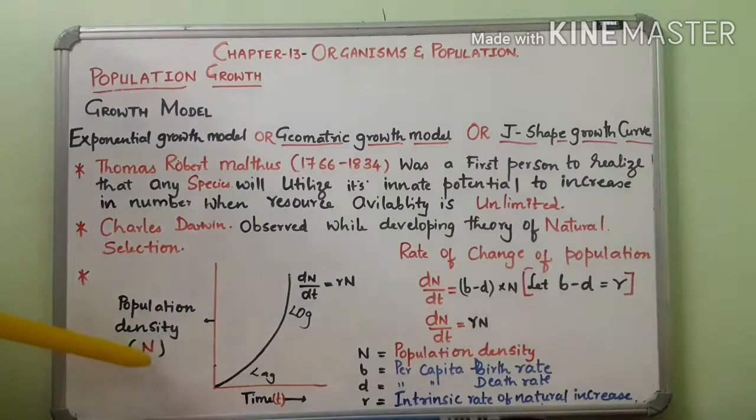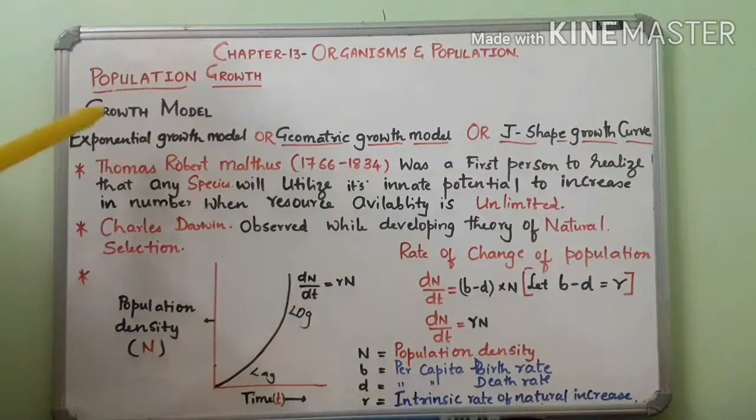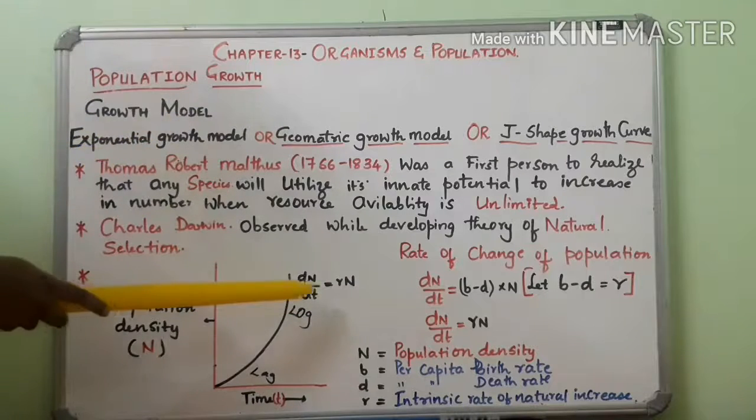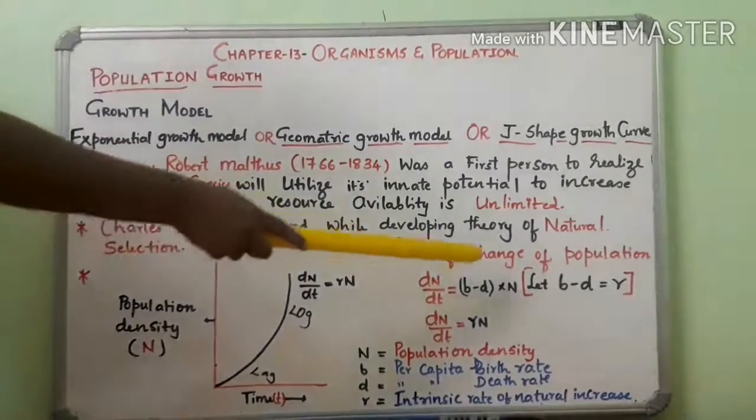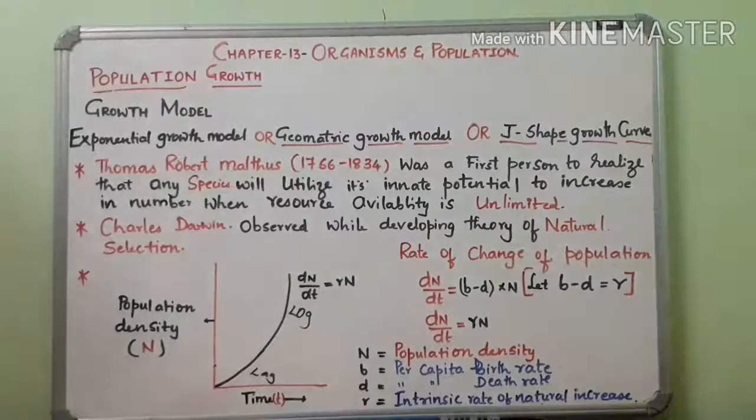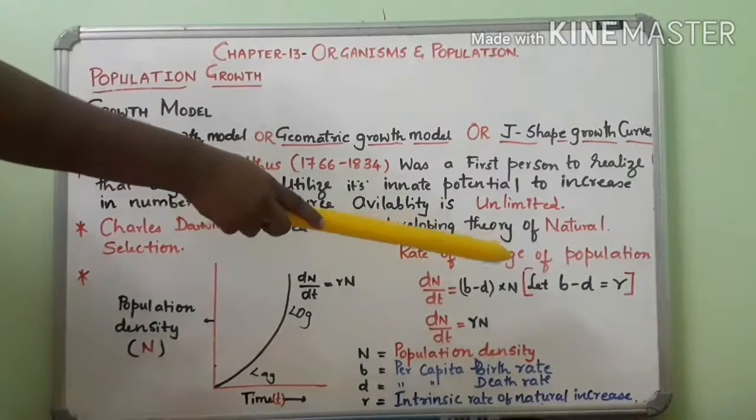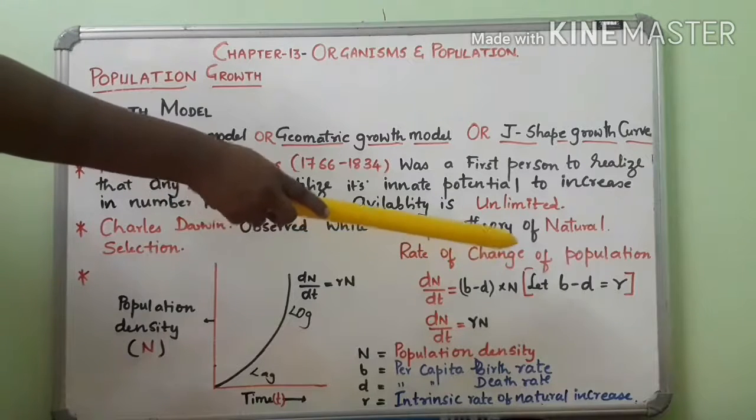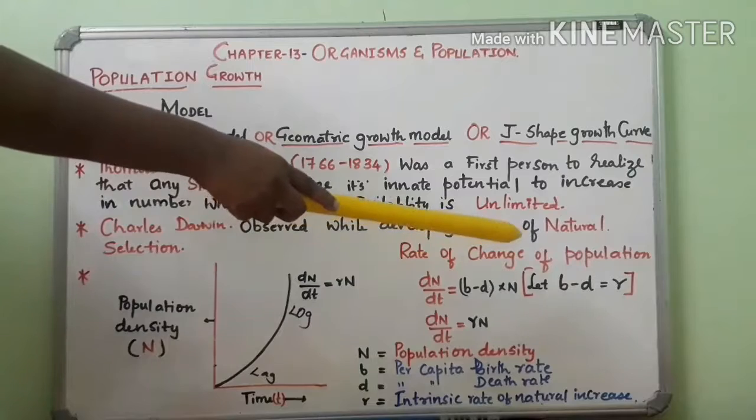So population density, capital N, with respect to time t. The formula for the exponential growth model is dN/dt = rN. So the rate of change of population, dN/dt = (b - d) × N, where b stands for per capita birth rate and d stands for per capita death rate, the average birth rate and average death rate, and b - d is equal to r.